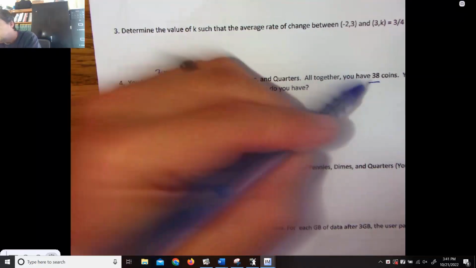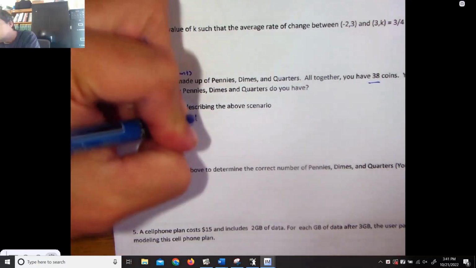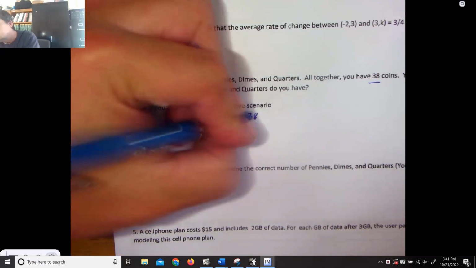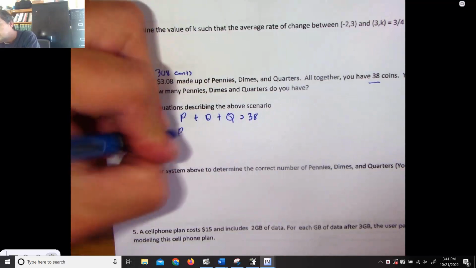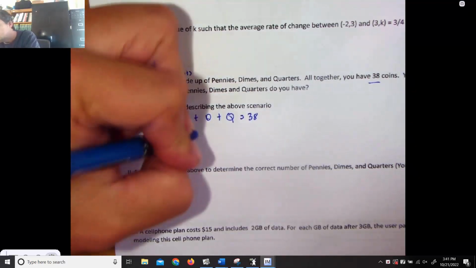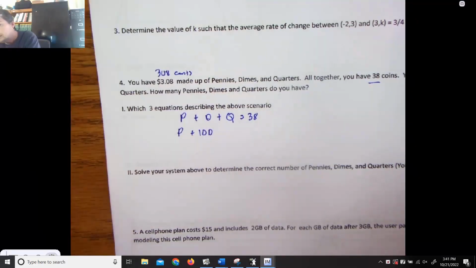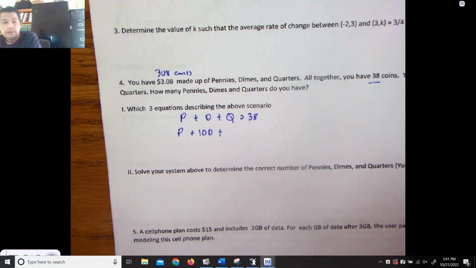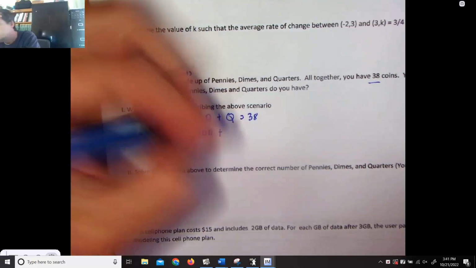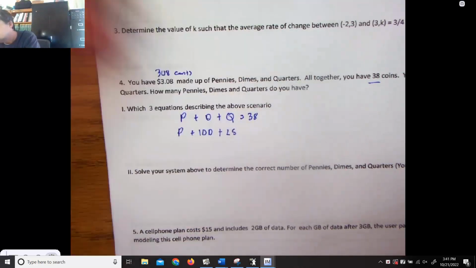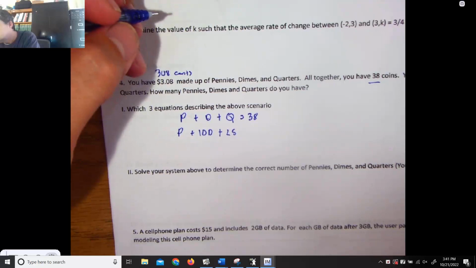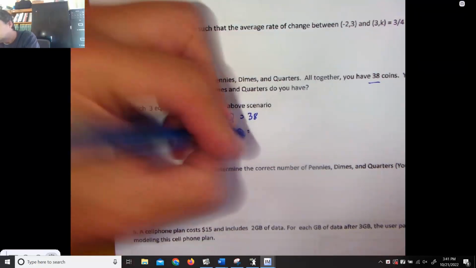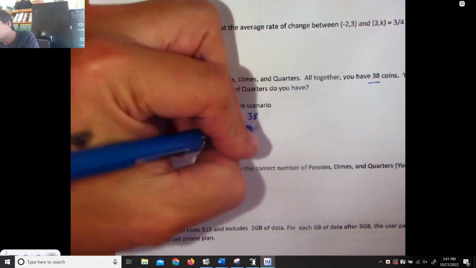You have 38 coins, so the number of pennies plus the number of dimes plus the number of quarters must be 38. A penny is worth a penny, a dime is worth 10 of them, and a quarter is worth what? 25 cents? Anyways, they add up to 308 cents.